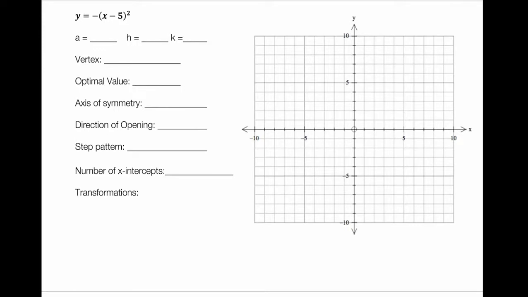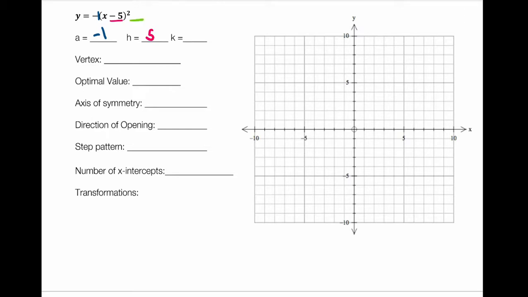So y equals negative (x minus 5) squared. Again, the a value is this first value that I multiply. I see a negative here. I don't see a value, so I know when I don't have a value there, it has to be a 1. The negative tells me it's going to be a negative 1. The h value comes from the value inside the bracket. It's the opposite of what we see. Because I see a negative 5, that means my h value is actually positive 5.